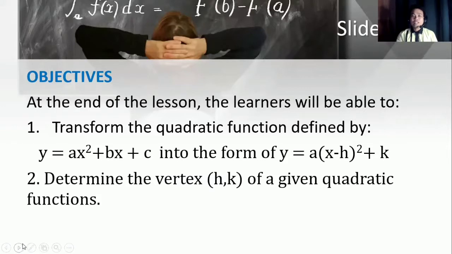But before that, we'll have first the objectives. So at the end of the lesson, you, the learners, will be able to transform a quadratic function defined by y equals ax squared plus bx plus c into vertex form, which is y is equal to a times the quantity of x minus h squared plus k, and to determine the vertex (h, k) of a given quadratic function.